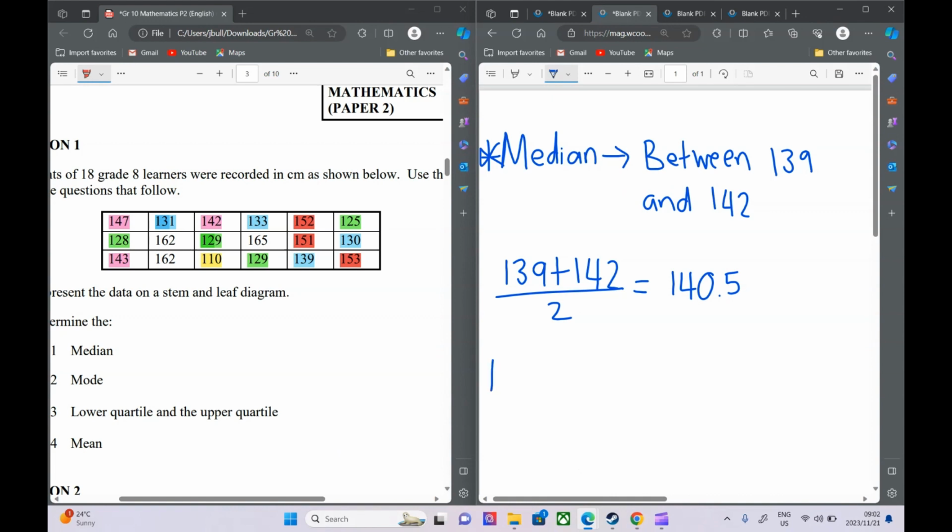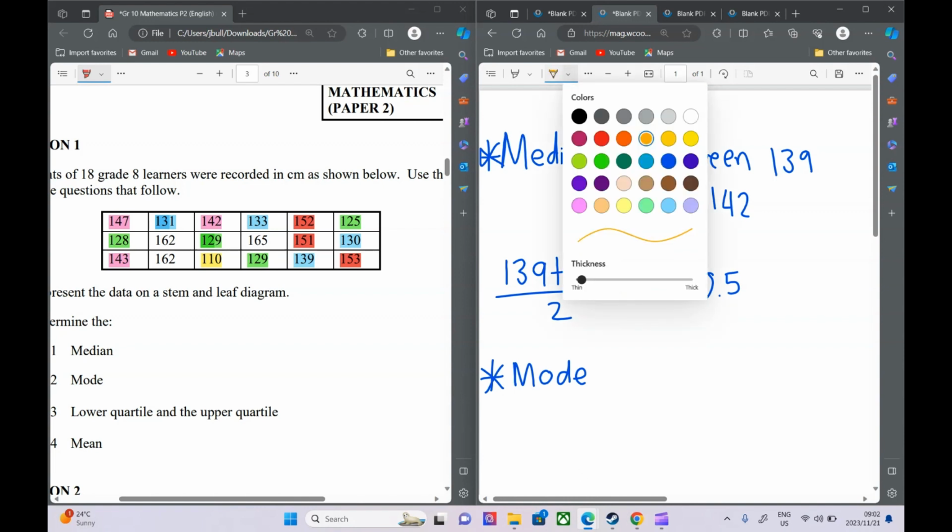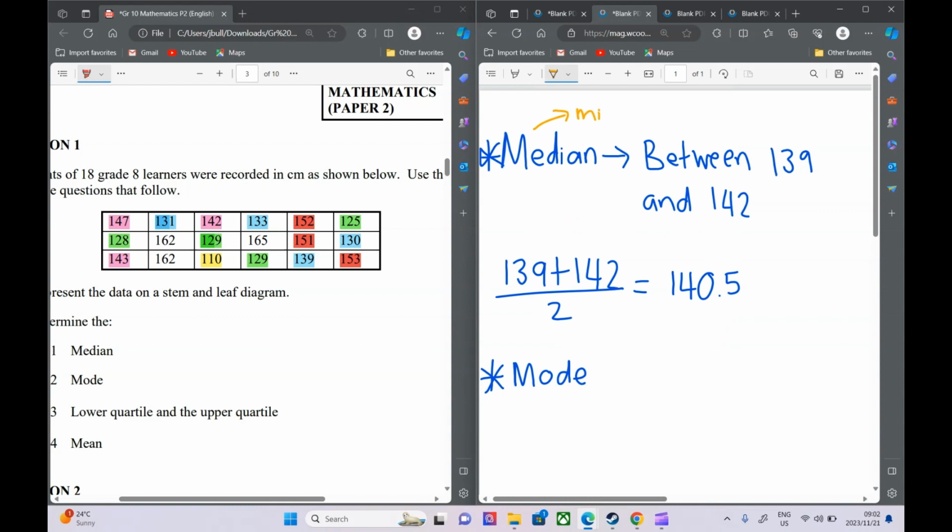So we're going to do mode on the same page here. So mode is the most popular number. Okay, again, it sounds kind of similar. So mode, most popular. Let's just make a note here actually. So median is our middle number. Mode is our most popular.